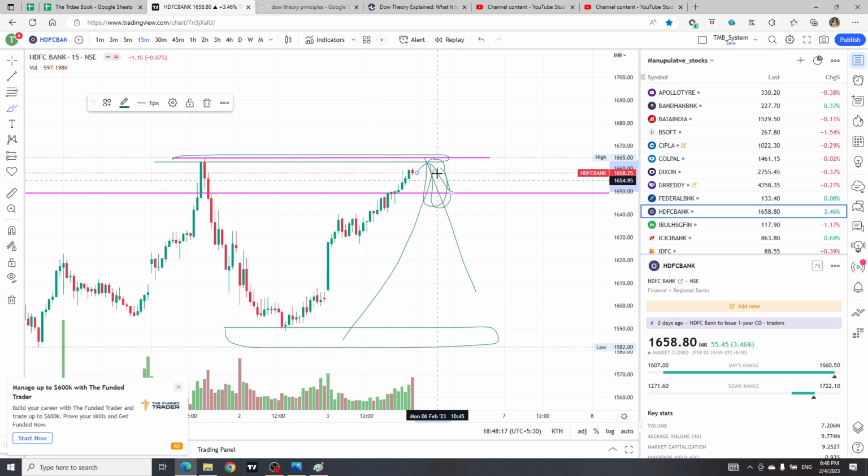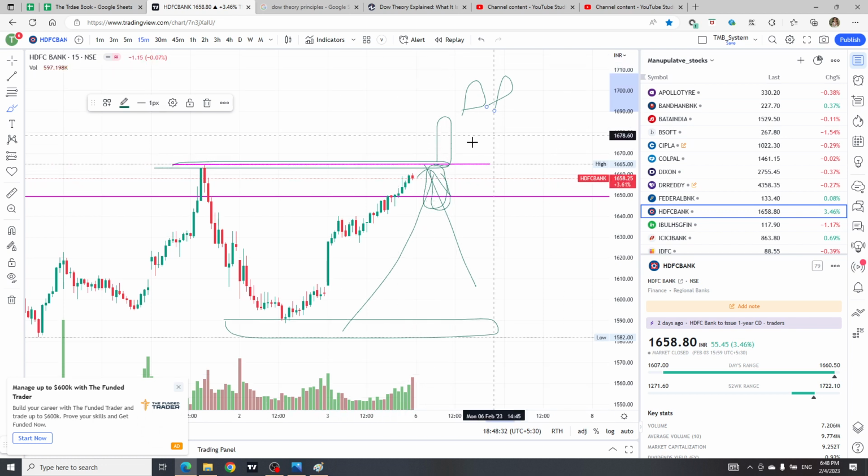I am not sure. It may break out, and tomorrow one more anomaly may form, and it will go. So it does not work out 100% of the time. This is a probability. We just have to identify the probability, add the stock to the watch list, and you can trade by having a strict stop loss.